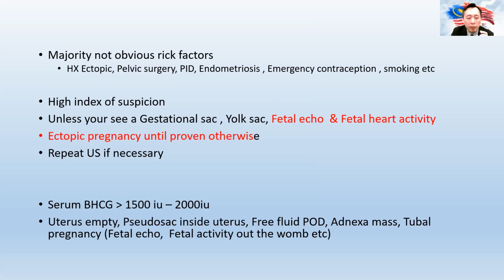If the beta HCG is 1500 to 2000, you must see something. If the uterus is empty, the urine pregnancy test is positive, and the HCG is more than 1500, then it is ectopic. Sometimes you can see a pseudosac inside the uterus. You can see free fluid or an adnexal mass. Sometimes you can even see the gestational sac outside the uterus with the baby heartbeat, so you know it is an ectopic pregnancy.